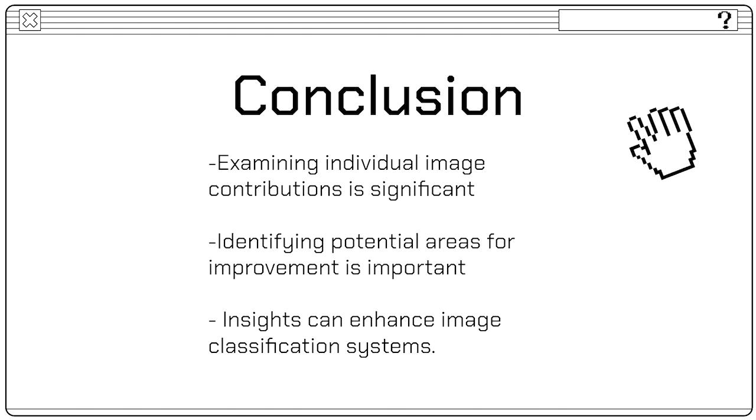To conclude, these findings underscore the significance of examining individual image contributions to gain a deeper understanding of the model's behavior and identify potential areas for improvement. By addressing these issues, such as incorporating more diverse and distinct training examples, or refining the model's feature extraction capabilities, we can further enhance the model's performance and achieve a more robust image classification system.